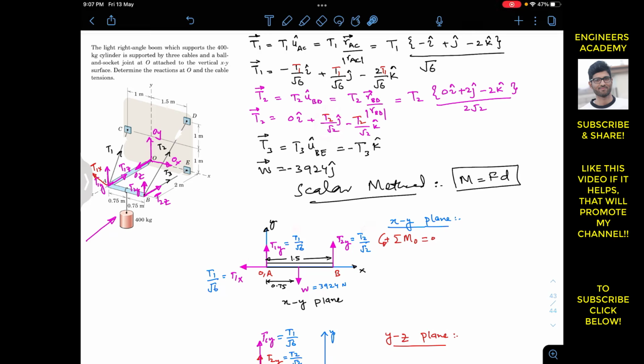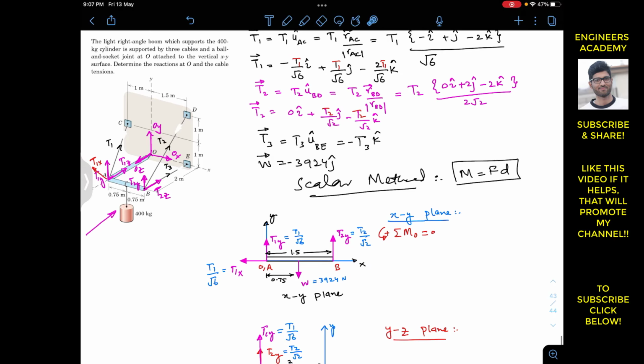So this is equal to this, and similarly T1x is T1 divided by square root 6. The minus sign tells us the direction. So this is the orthographic projection of this whole system when we observe the whole system from this direction. So we will be able to see the xy axes.